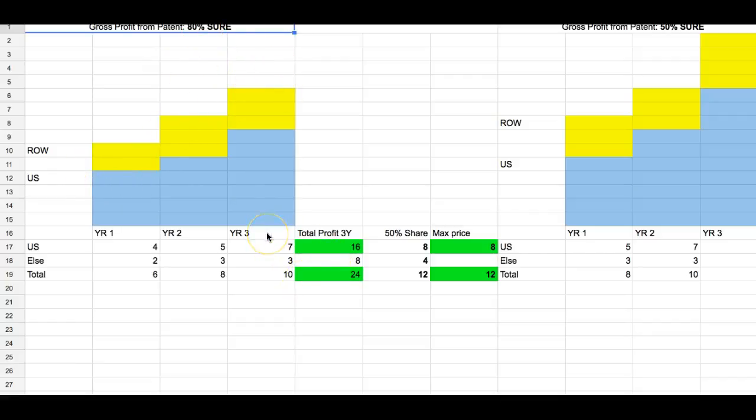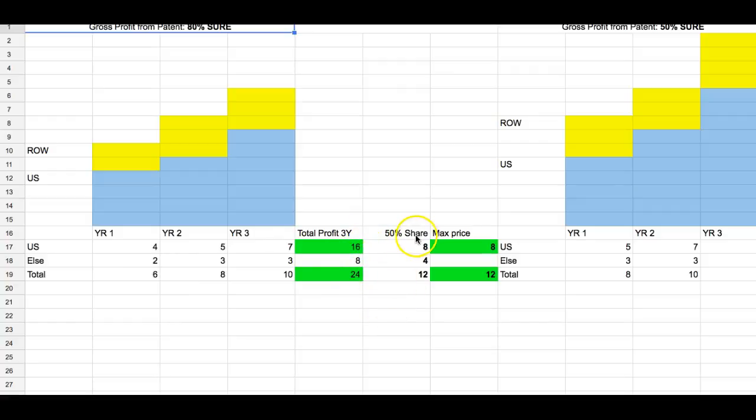And in that model, what you will see is, in year 1, for a US deal, we will have 4, 5, and 7. That's the blue part. That's the profit with 80% certainty. In the rest of the world, it will be 2, 3, and 3. So the totals will be 6, 8, and 10. So that's 24 total, 16 for the US, and the rest is 8.